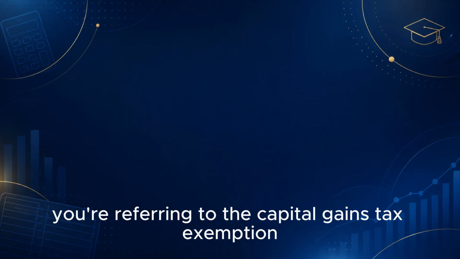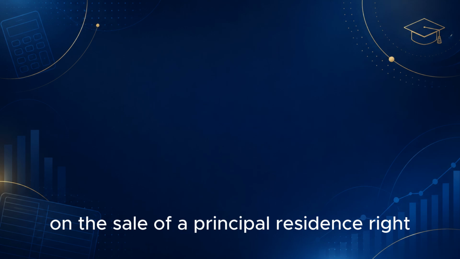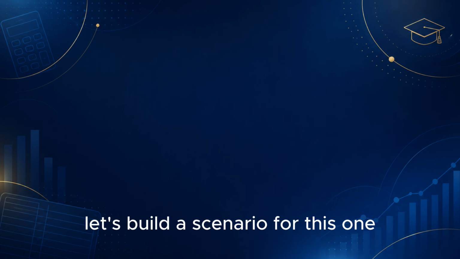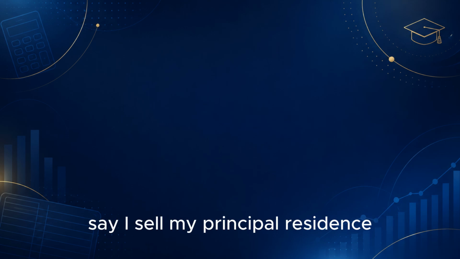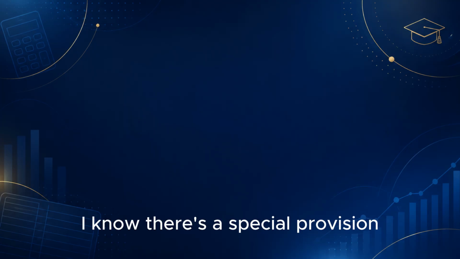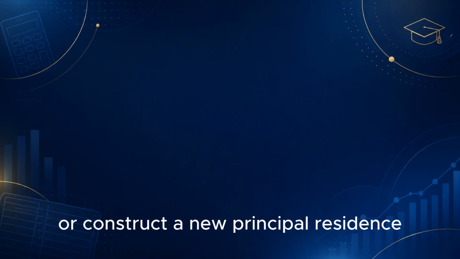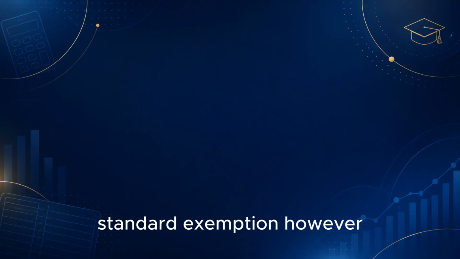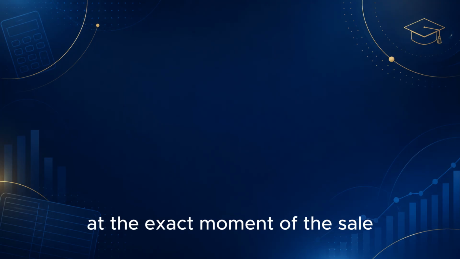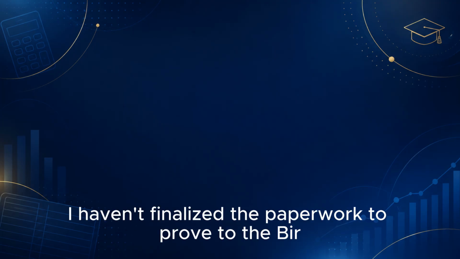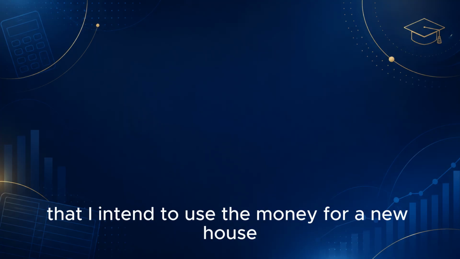You're referring to the capital gains tax exemption on the sale of a principal residence. Right. Let's build a scenario for this one. Say I sell my principal residence. I know there's a special provision that exempts me from the 6% capital gains tax if I use the proceeds to buy or construct a new principal residence within 18 months. Right, standard exemption. However, at the exact moment of the sale, I haven't finalized the paperwork to prove to the BIR that I intend to use the money for a new house.